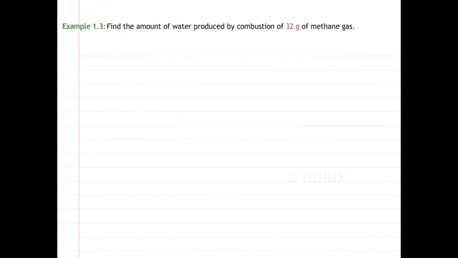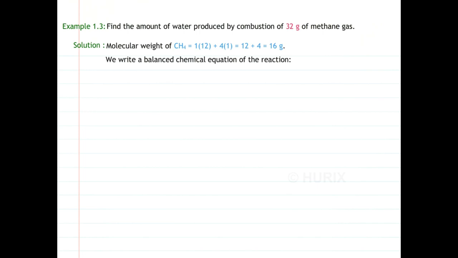Example 1.3. Find the amount of water produced by combustion of 32 grams of methane gas. Solution. Molecular weight of CH4 equals 1 into 12 plus 4 into 1 equals 12 plus 4 equals 16 grams. We write a balanced chemical equation of the reaction. CH4 gas plus 2O2 gas gives CO2 gas plus 2H2O gas.